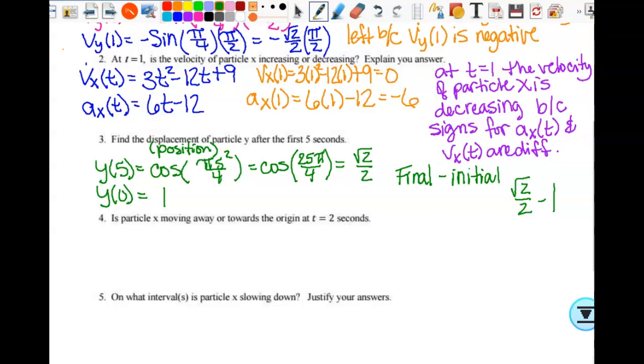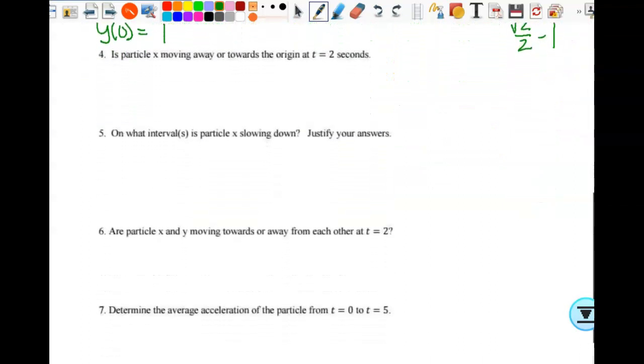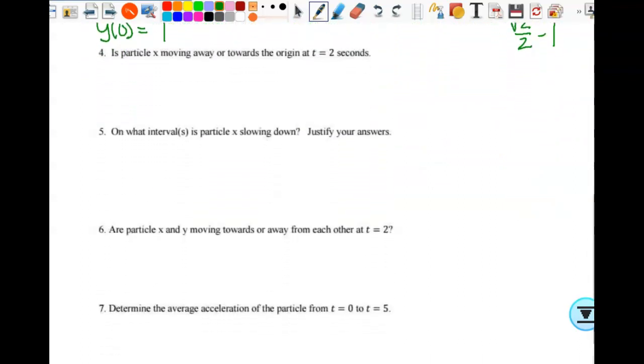All right, so now is particle X moving away or towards the origin at 2 seconds? So what do we need to know to figure that out? I need to know velocity, and what else? I also need to know position. So when you were looking at away or towards, I need not only direction, but I need location. So we're going to need position, and we're going to need velocity. Make sense? Okay, so I need position for particle X.